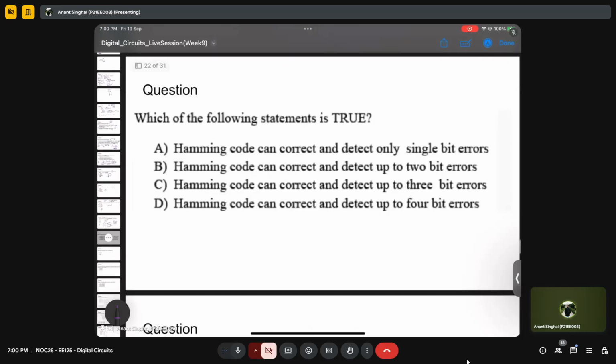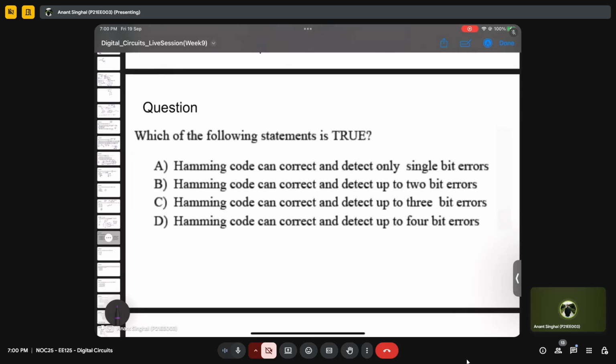Okay, let's move ahead. We also have this particular Hamming code topic in this week. It says, which of the following statements is true? Anyone wants to try? Okay, so let me tell you the very basics of this.